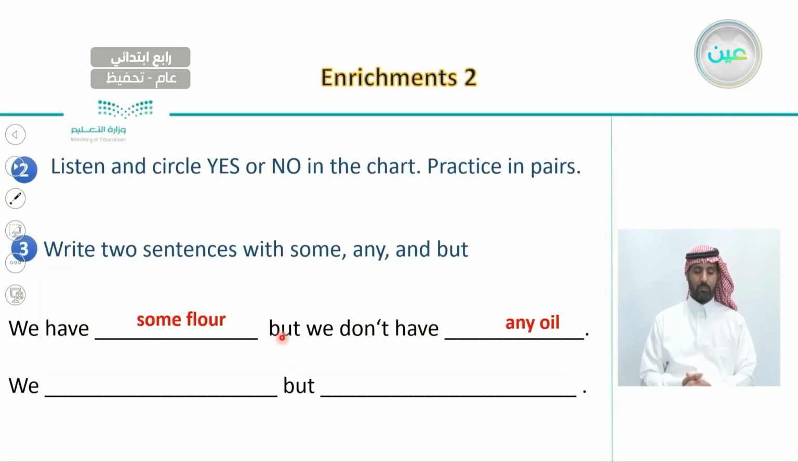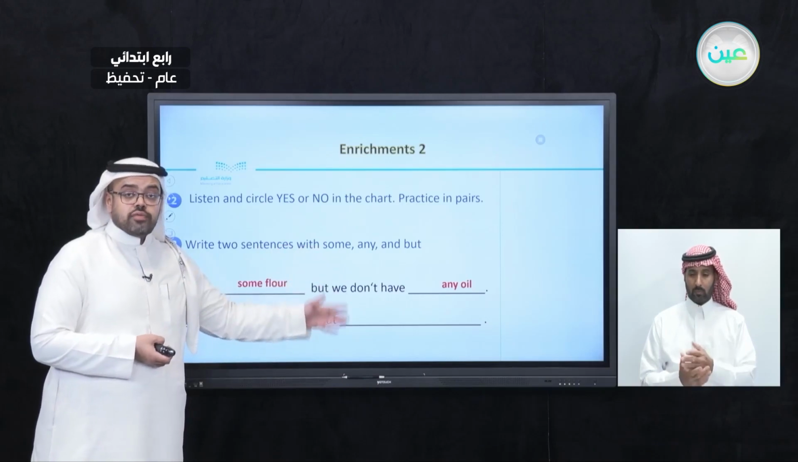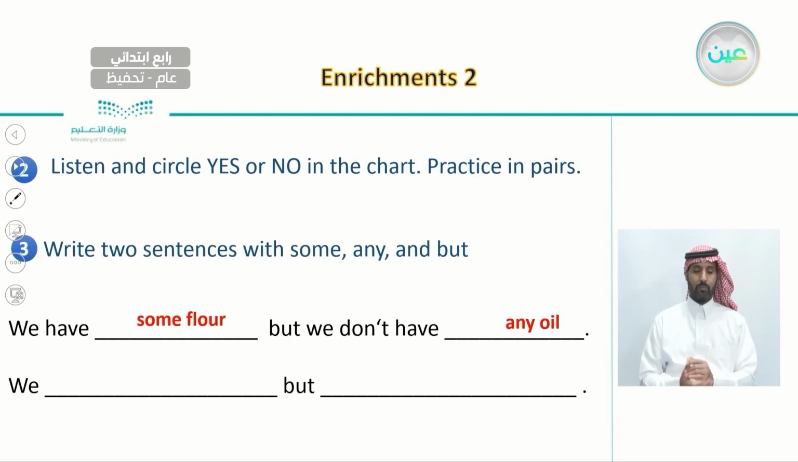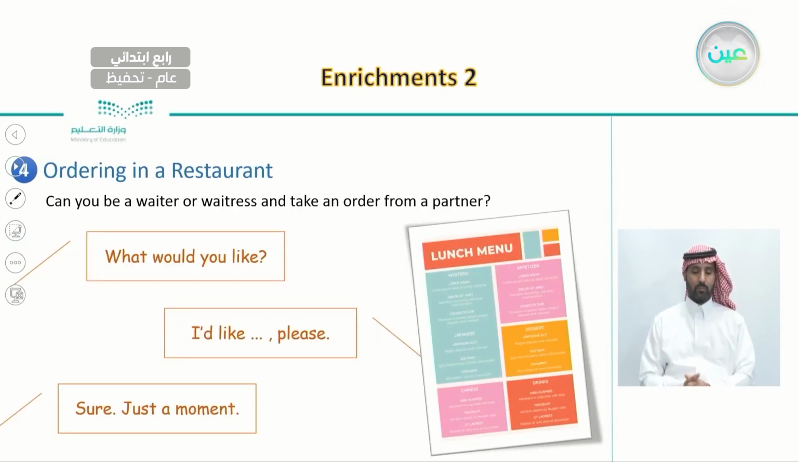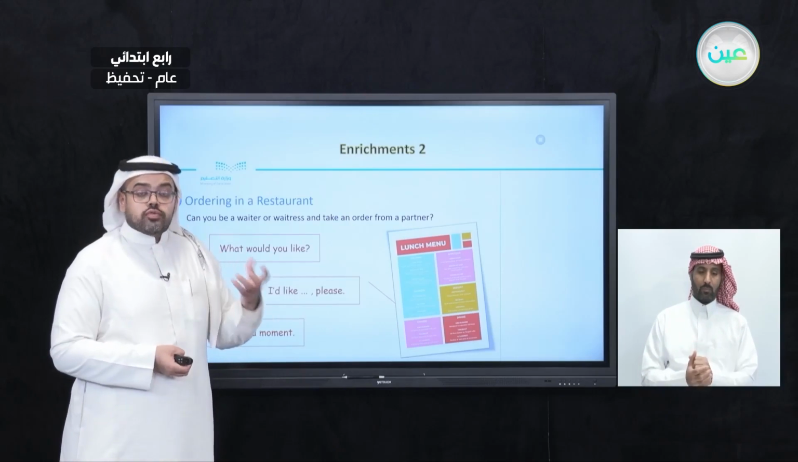For example, the first example is when they say we have some flour, but we don't have any oil. And the other example we can write here is, we have mushrooms, but we don't have any flour. So this is how we can talk about the things that we have and the things that we don't have.